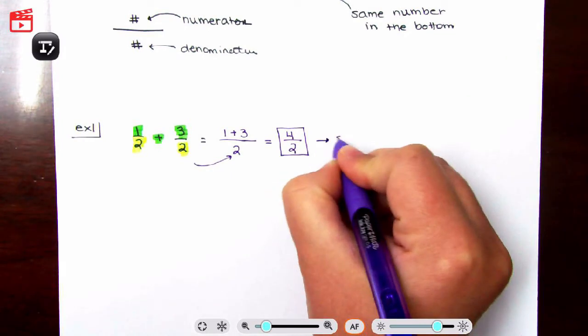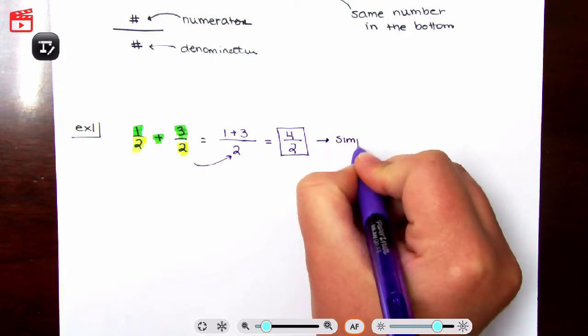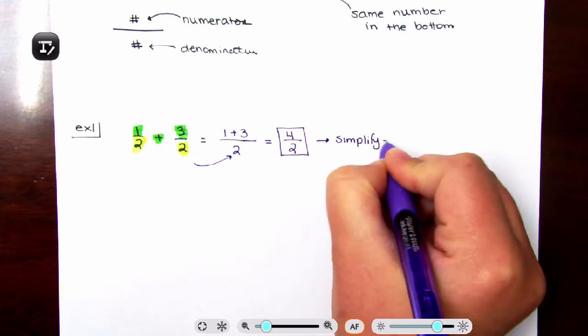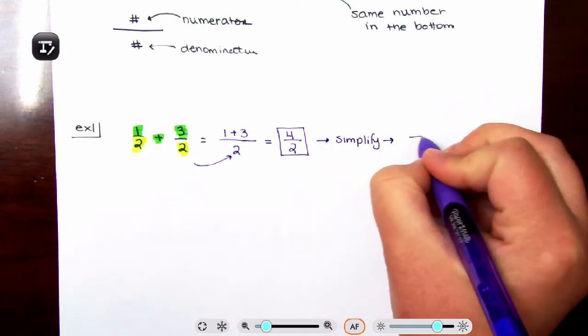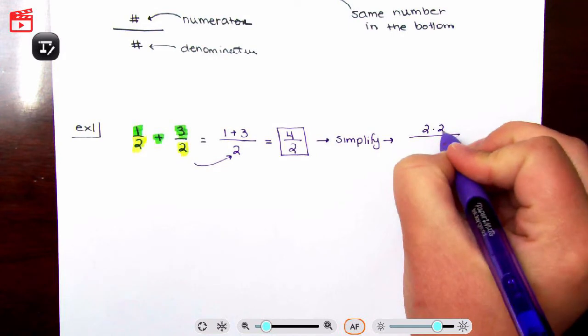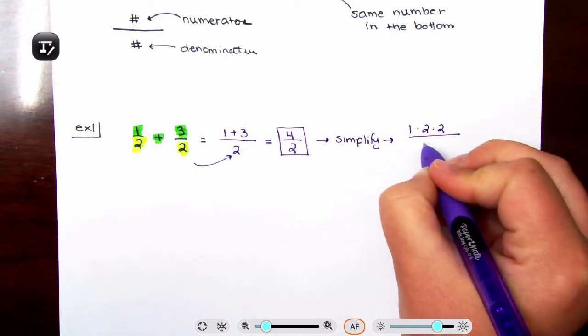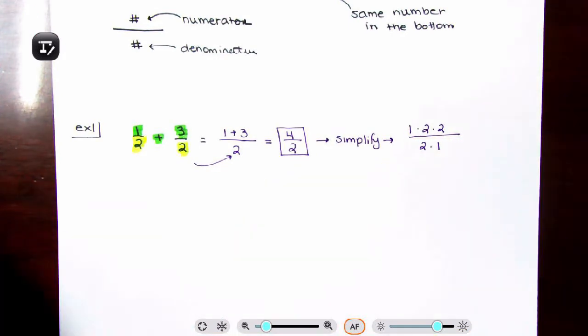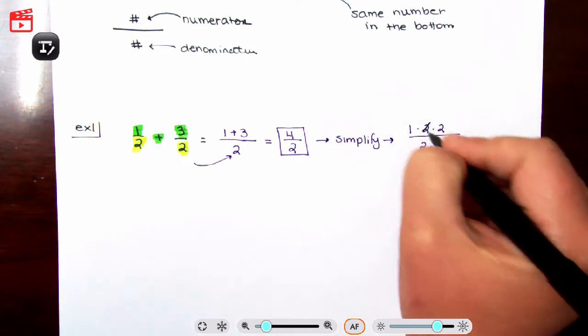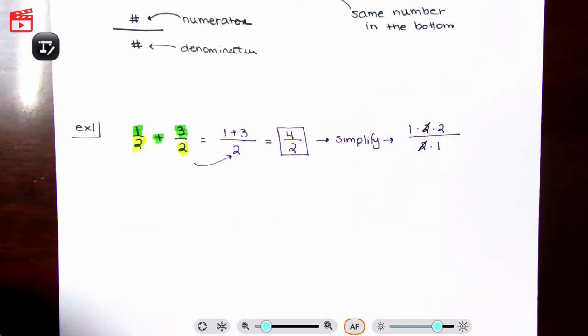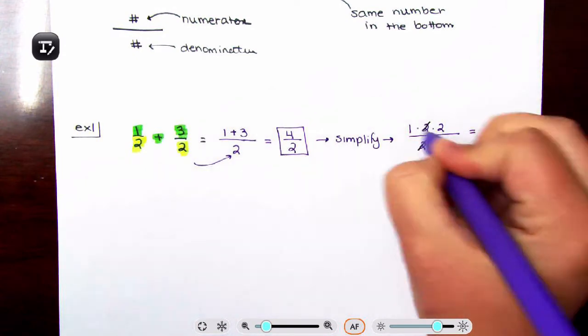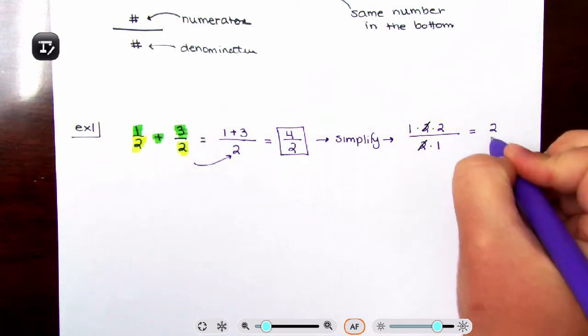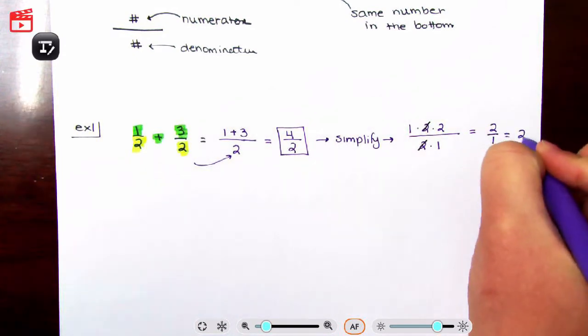Now, this answer is not simplified. So in my class, we will need to simplify. And you can use prime factoring, you can use division. I'm going to choose to do prime factoring. So I have 2 on top, 2 in the bottom. They undo each other. So I have 2 times 1 is 2, 1 in the denominator, so my answer is 2.